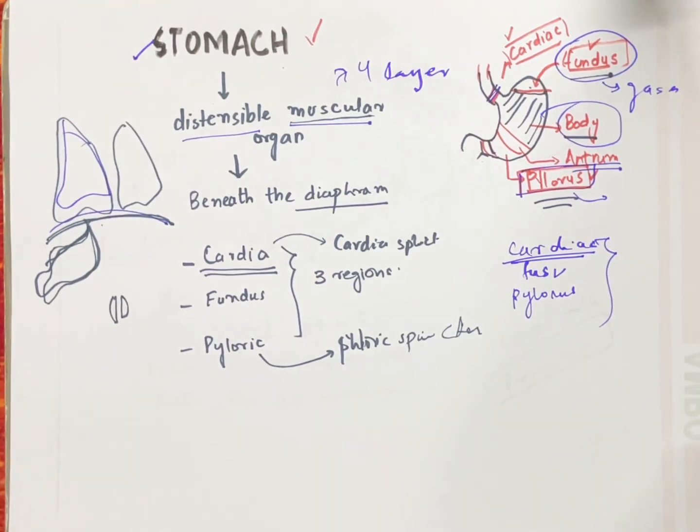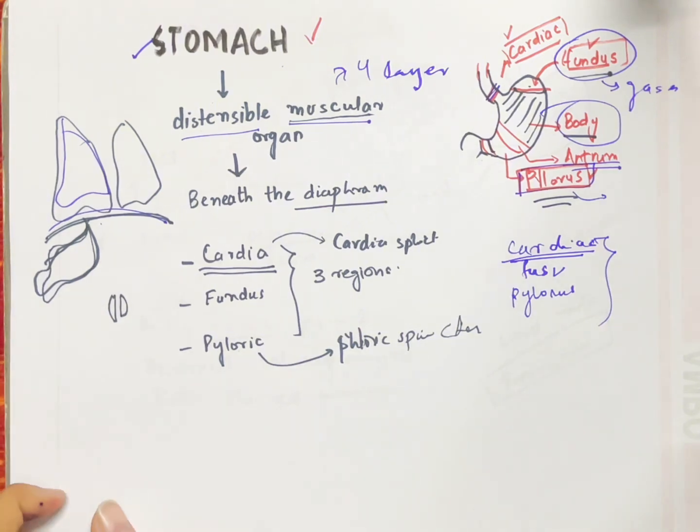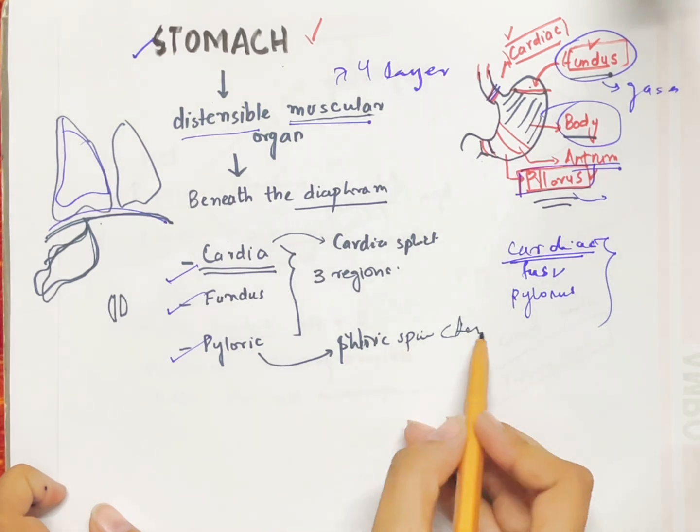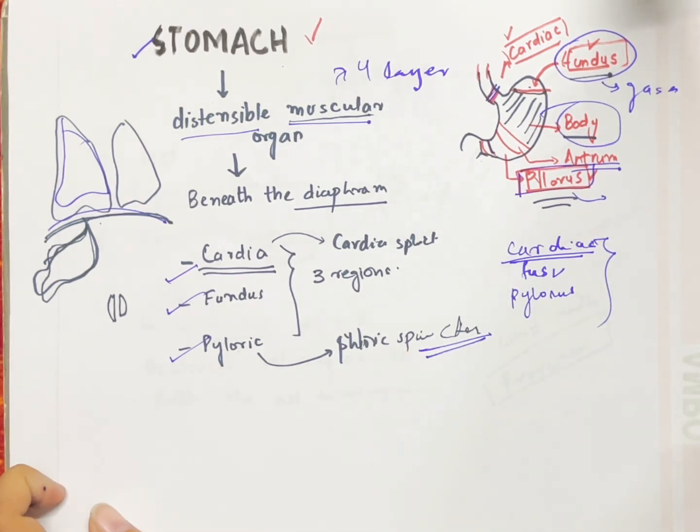The stomach is present below that, and it consists of three major parts: the cardiac, the fundus, and the pyloric. At the end of each part a sphincter is present. The sphincter helps to pass the food particles into another region, and this is the major function of the sphincter. This is all you need to know about the stomach.